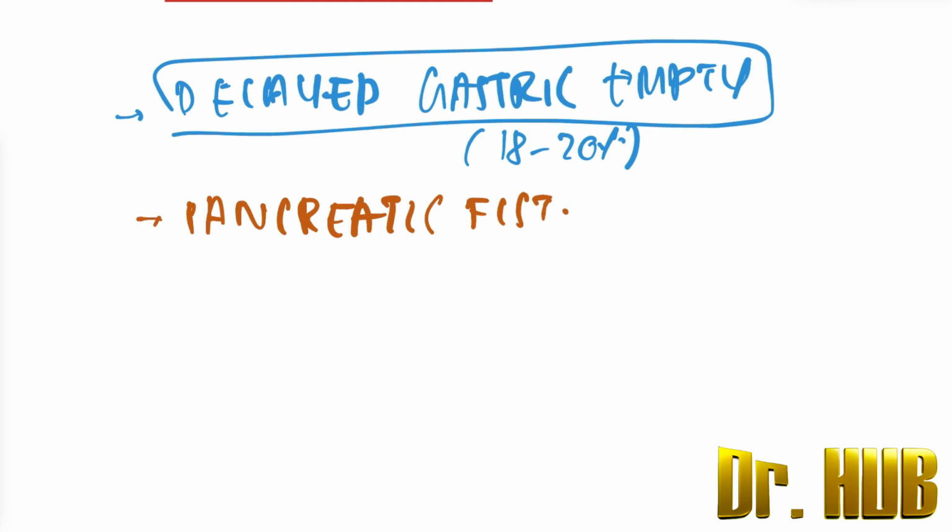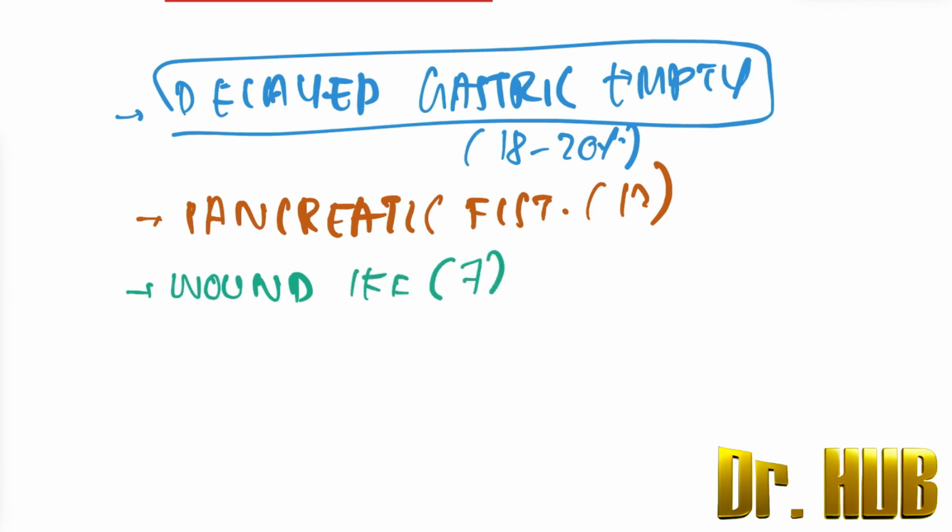Then comes the pancreatic fistula. It amounts to about 12%. Then comes the wound infection. The wound infection is about 7%. Then the intra-abdominal abscess. This is 6%.